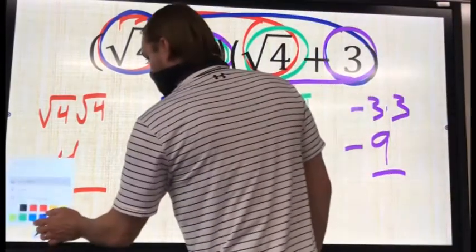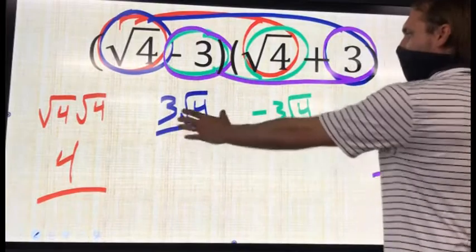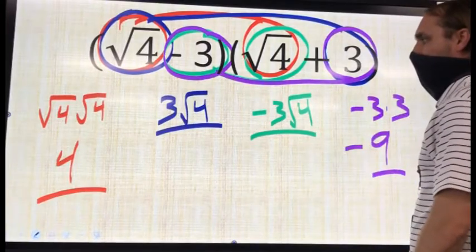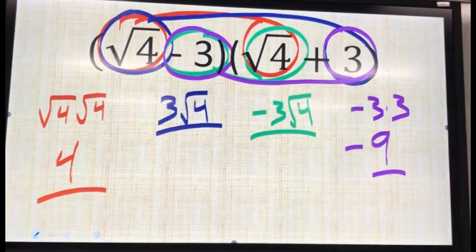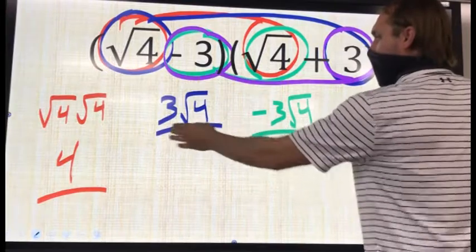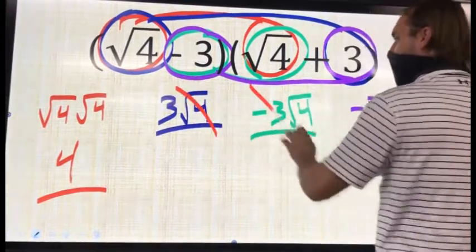Now what happens when you add your square roots together? 3 square root of 4, negative 3 square root of 4. Add them. Since it's 3, you get 0. What's 3 minus 3? It's 0. 0 times the square root of 4 is just going to be a 0.